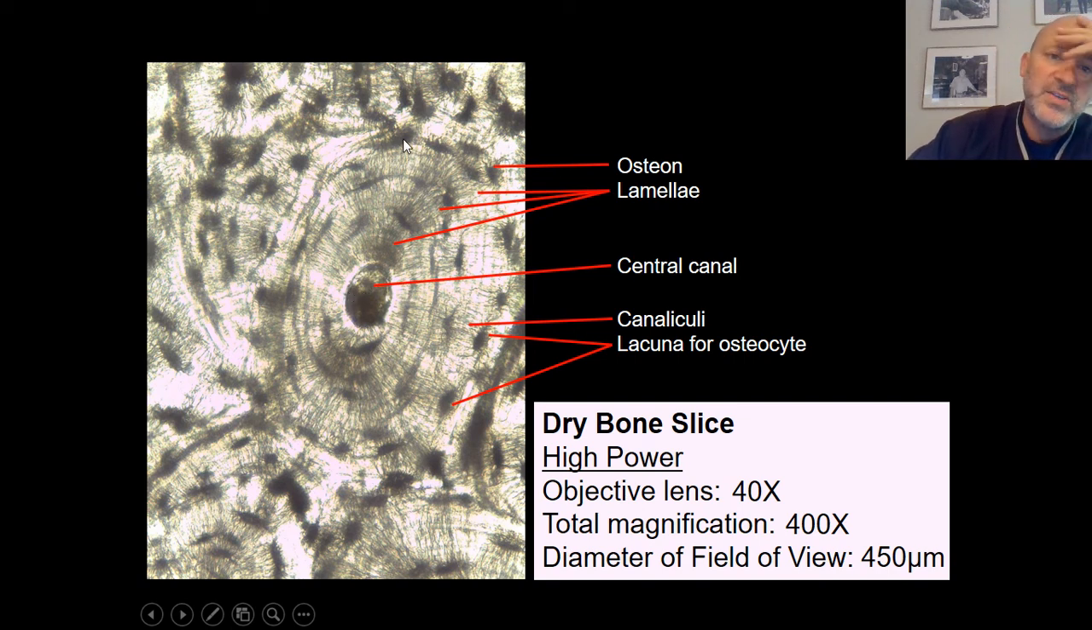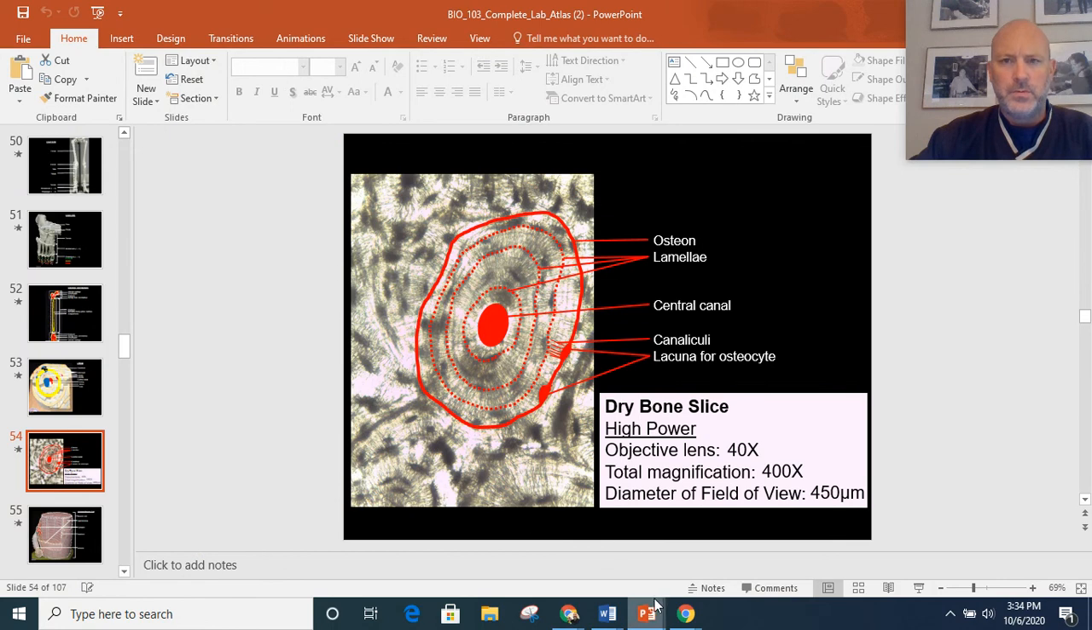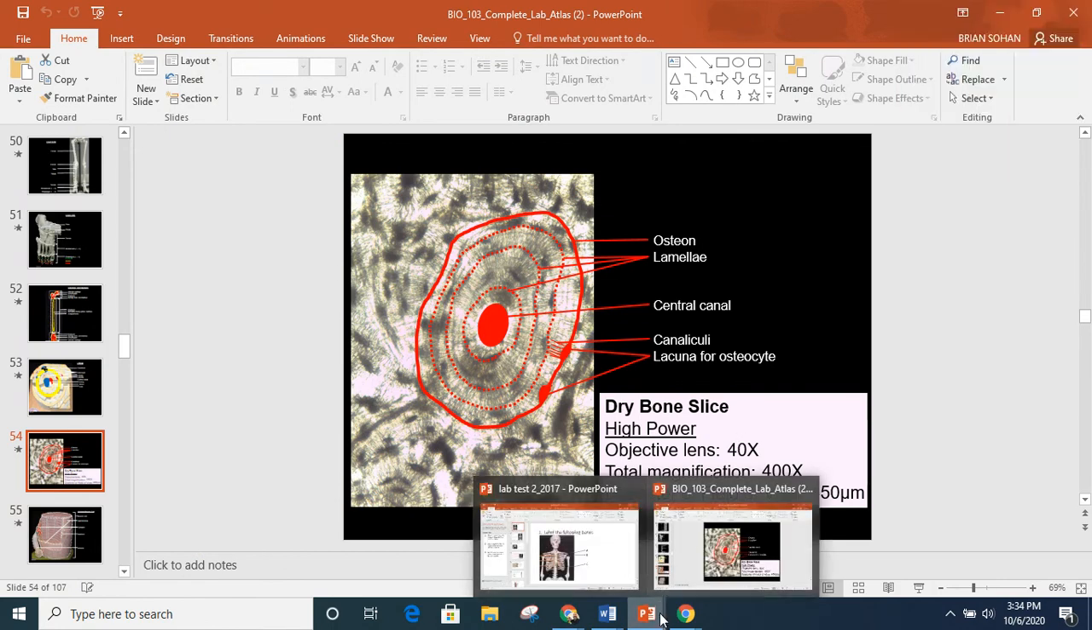So even these cells all the way out here in the furthest lamella could still get nutrients and oxygen because the canaliculi connect, right? So nutrients and oxygen could leave this blood supply and feed these cells all the way out here. All right. Let's go back.